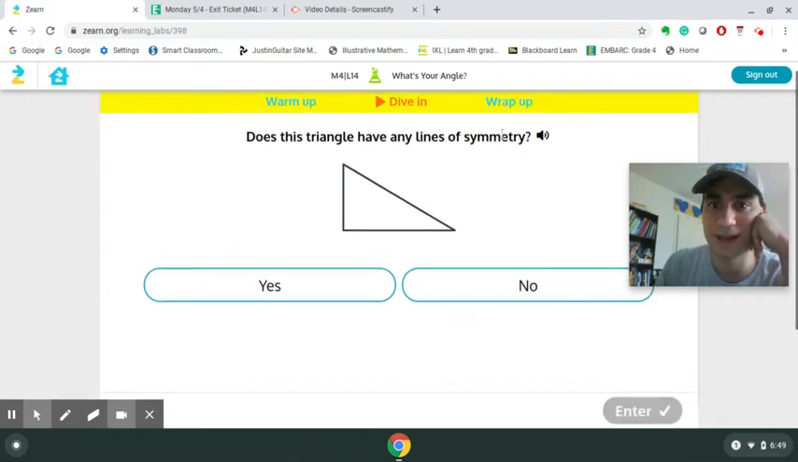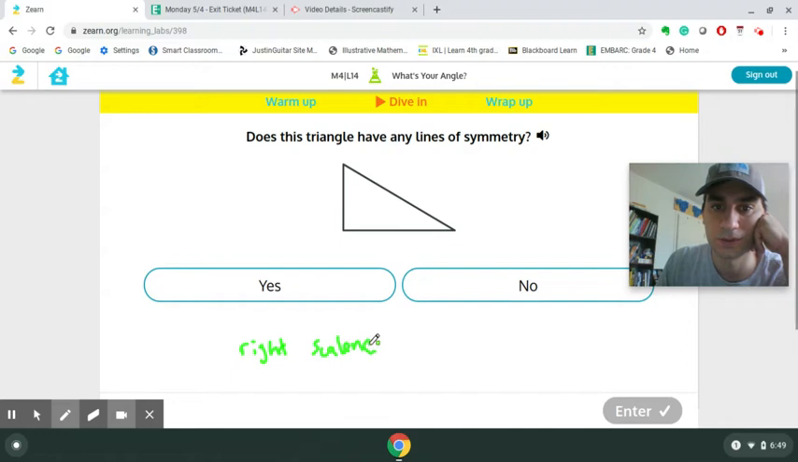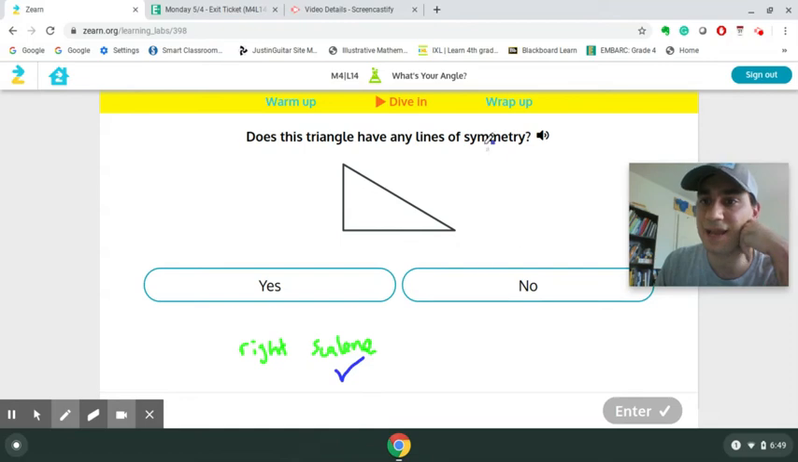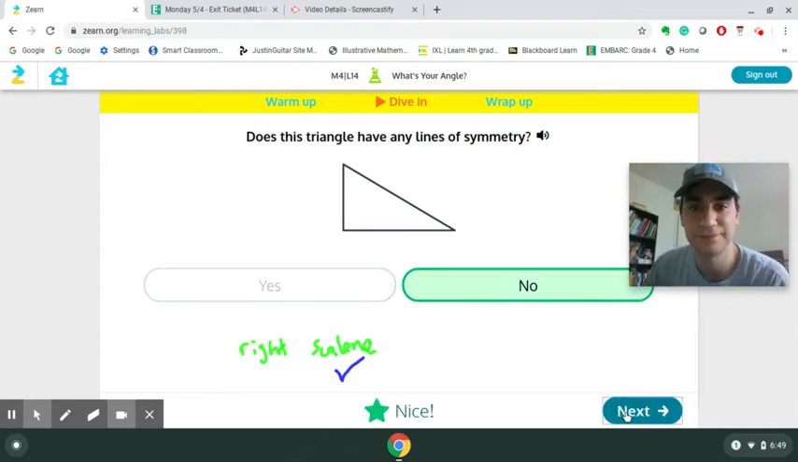Does this triangle have any lines of symmetry? Well, we know it's right and scalene. Okay? And for lines of symmetry, our side lengths tell us whether or not we have lines of symmetry. And if we don't have any side lengths that match, that are the same length, then that means we do not have any lines of symmetry. Scalene triangles do not have lines of symmetry. Nice work.